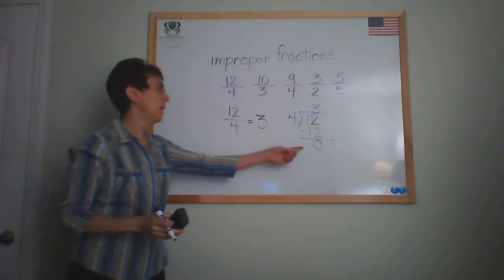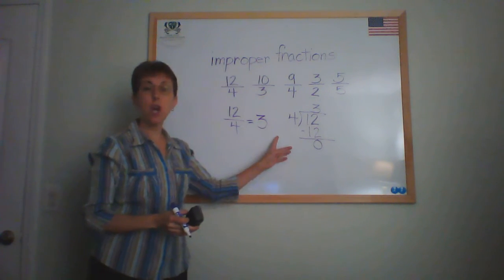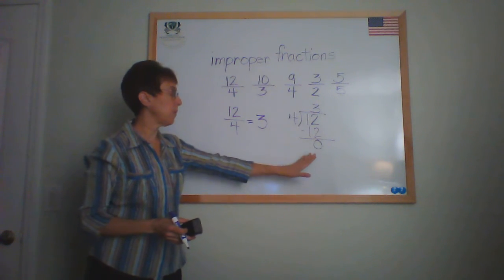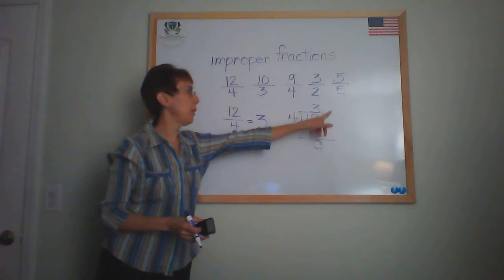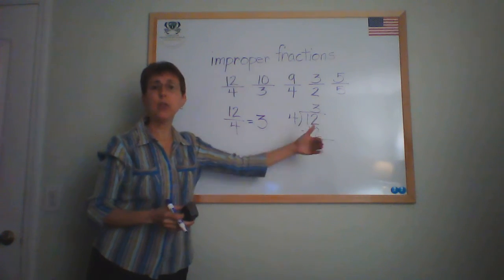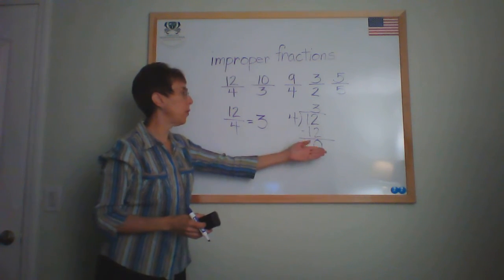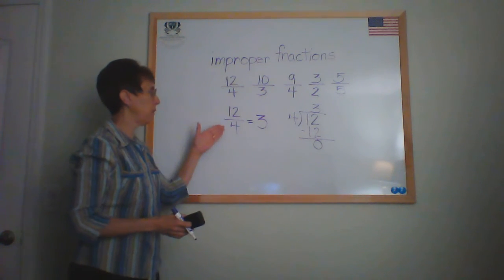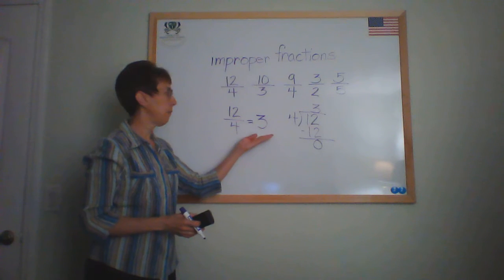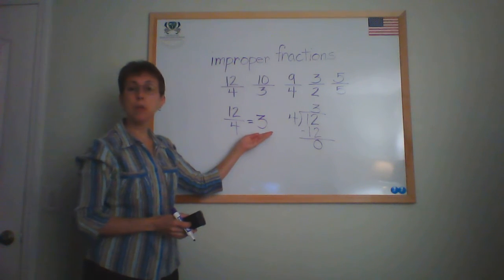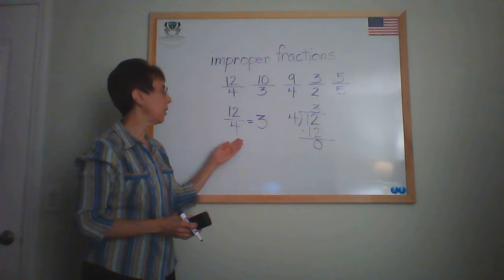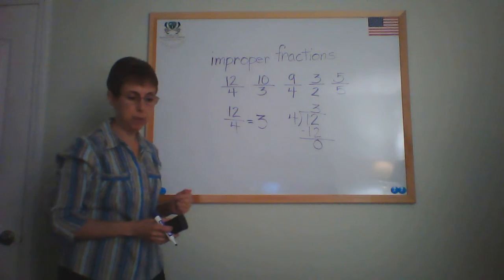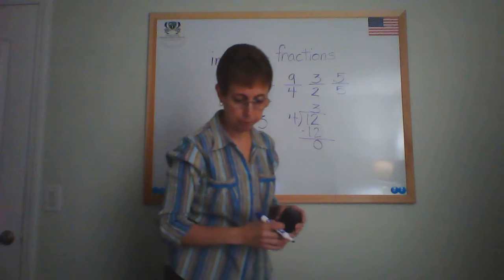Do you put 0 over 4? No, because you have no remainder. Just like this simple division problem here, there's no remainder, so we don't put remainder of 0. There is no remainder, so there's no need to do anything with that. 12 divided by 4 is 3. 12 over 4 is equal to 3. That's it, whole number. Remember, sometimes your improper fraction you'll be able to convert to a whole number, and sometimes it will be a mixed number.